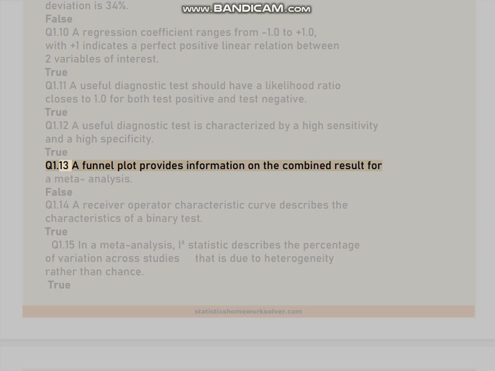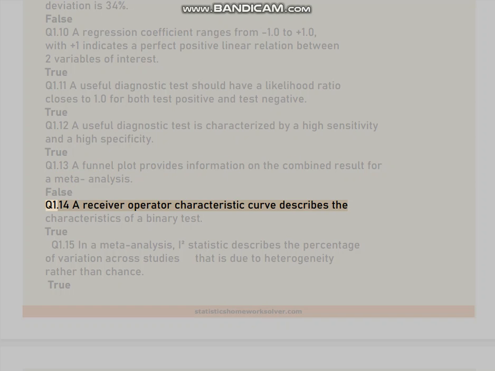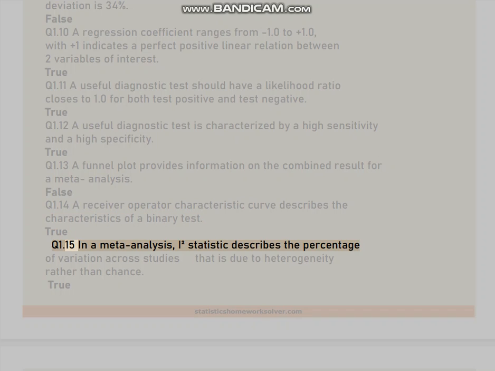True. Q1.13 A funnel plot provides information on the combined result for a meta-analysis. False. Q1.14 A receiver operator characteristic curve describes the characteristics of a binary test. True. Q1.15 In a meta-analysis, I squared statistic describes the percentage of variation across studies that is due to heterogeneity rather than chance. True.